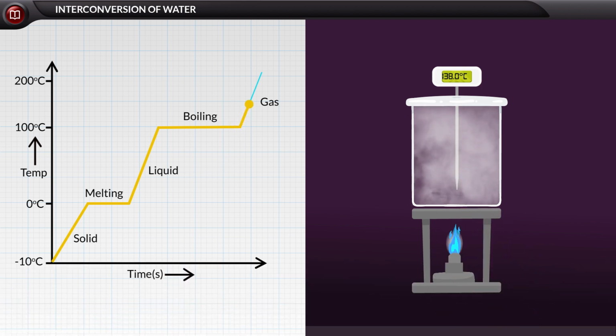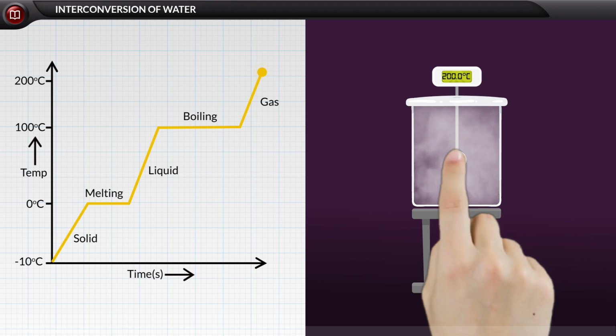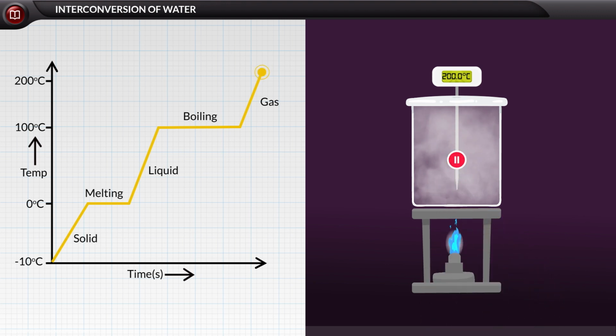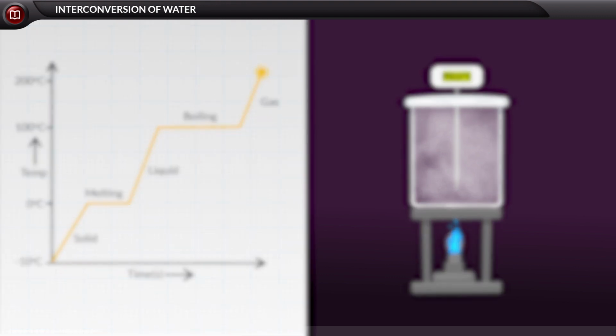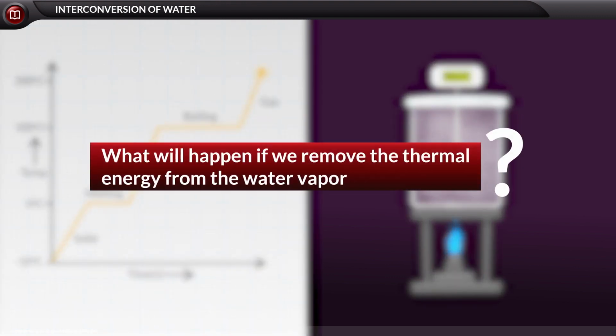The temperature of the water vapor keeps on increasing as more thermal energy is added above the boiling point. By heating the ice, it may be melted into water and then converted into water vapor. So, what will happen if we remove the thermal energy from the water vapor?